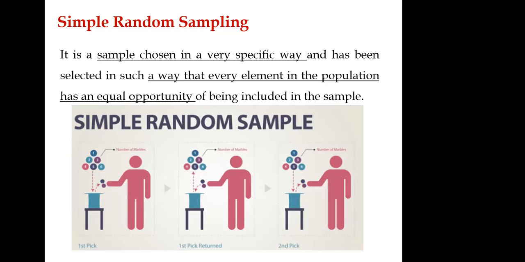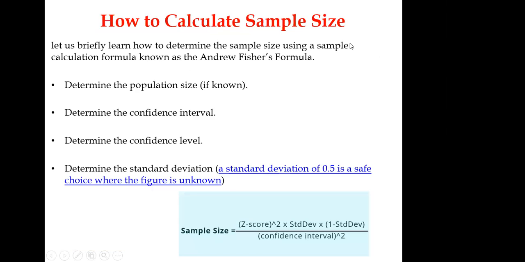Simple random sampling is the method where we select our sample without any favouritism. But simple random sampling is not easy, especially with a large population.